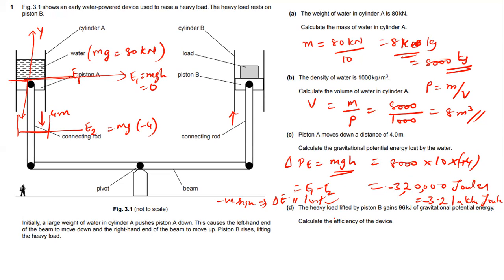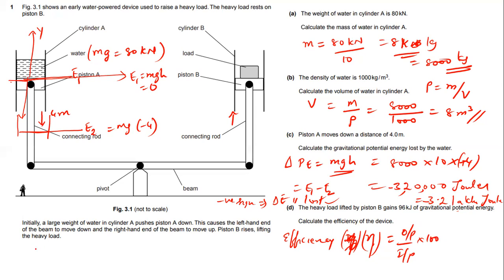Then the heavy load lifted by piston B gains 96 kilojoules of gravitational potential energy. Calculate the efficiency of the device. What is the efficiency? Efficiency eta. Yeah. Efficiency eta is equal to? Well, it's the output by the input, into 100. Into 100. Okay.